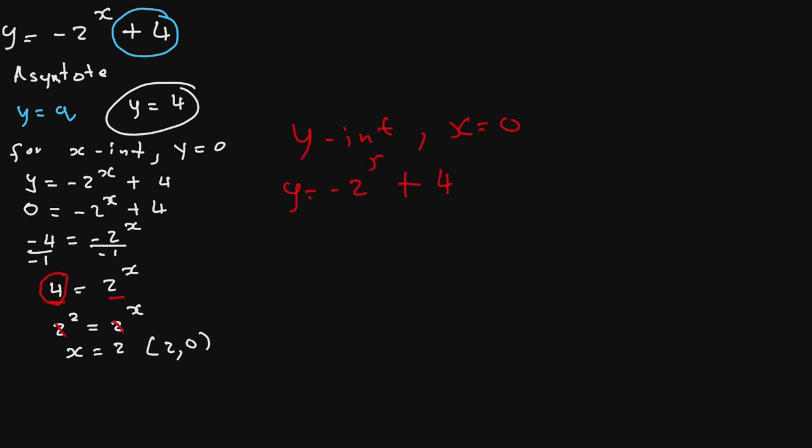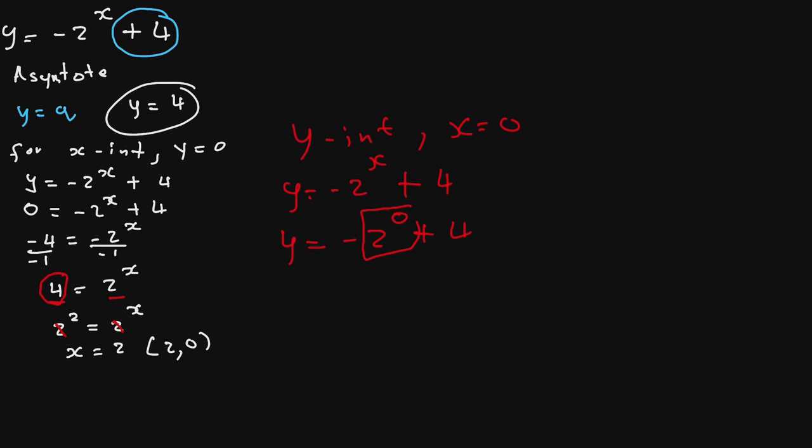But now remember, where we see x, we are going to put 0. So we're just going to say y equals negative 2 to the power of 0 plus 4. Okay? Please put this in your calculator. Don't assume that negative 2 to the power of 0 is just going to be 0, because any number raised to 0 is going to be 1. So if you put that in your calculator, you will find that the answer you get is going to be negative 1.